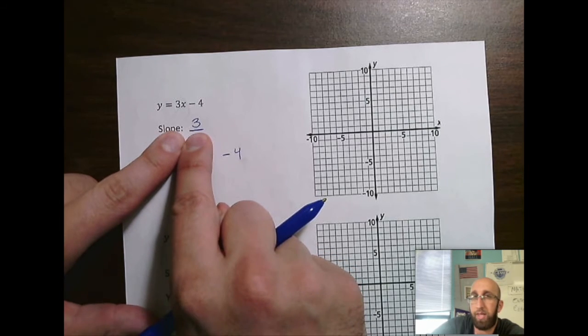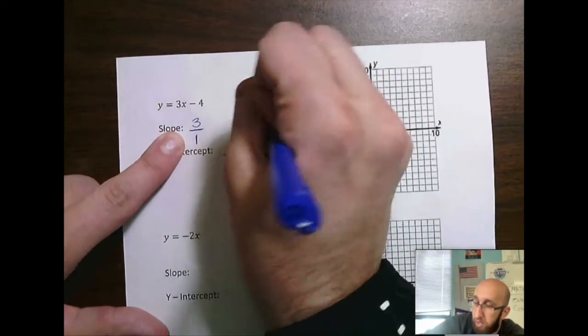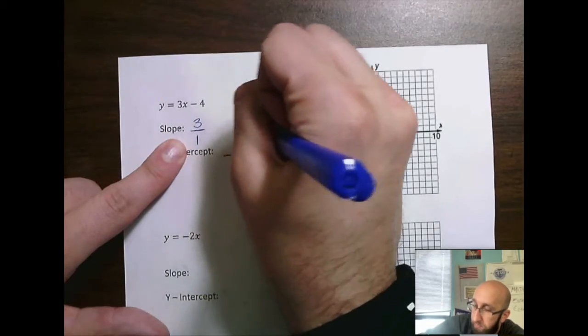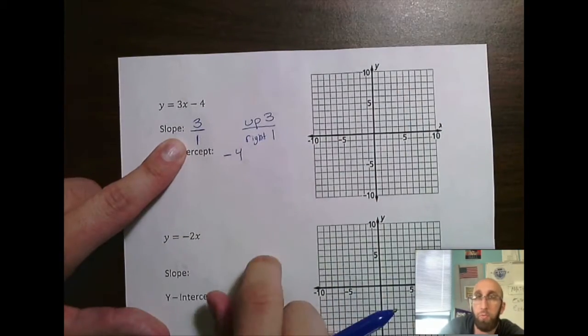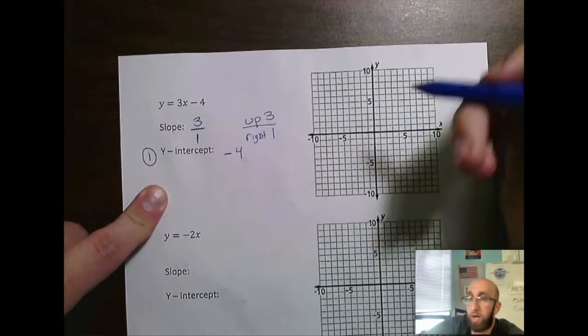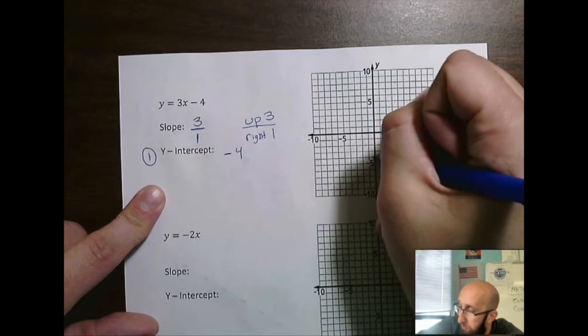So when I look at this, I see a positive 3. Since it's positive, we're going up. We're talking up 3 and then right 1. Up 3, right 1 with my y-intercept at negative 4. Start with that y-intercept. So there's the y-axis. Drop down to negative 4. Put a point.